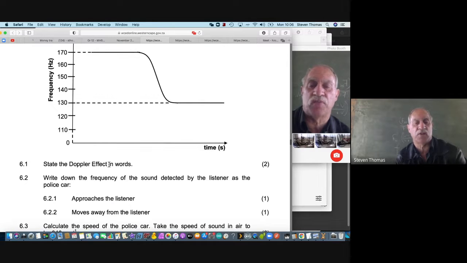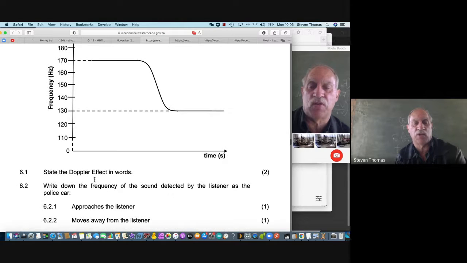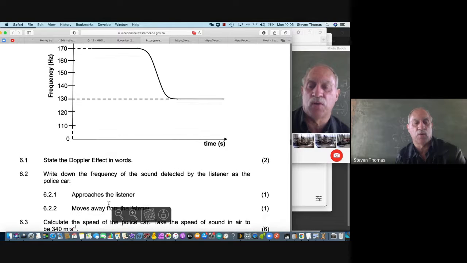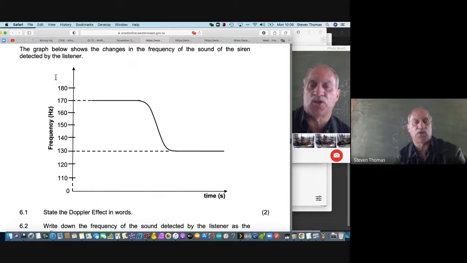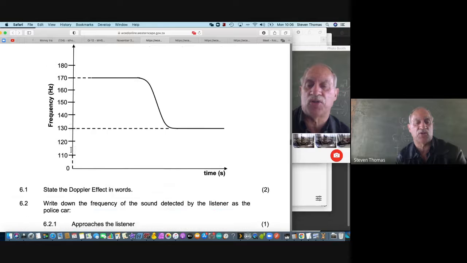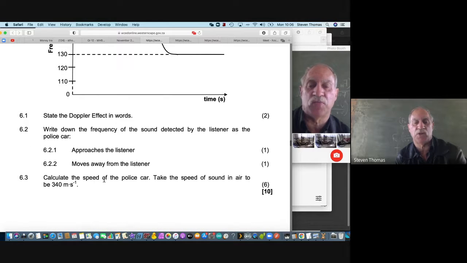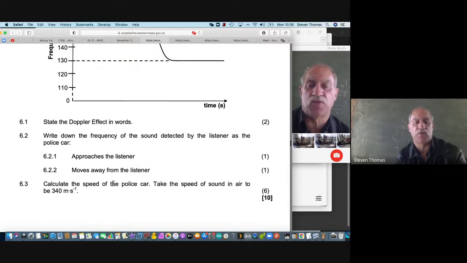State the Doppler effect in words. We've done that. Write down the frequency of the sound detected by the listener as the police car approaches. So you just look at the high value. As it approaches, it's 170. As it passes, it's 130. There's your 2 answers. Calculate the speed of the police car. Take the speed of sound in air to be 340.